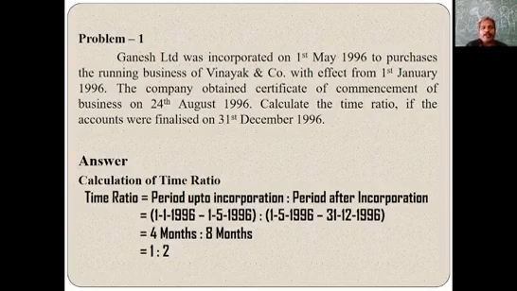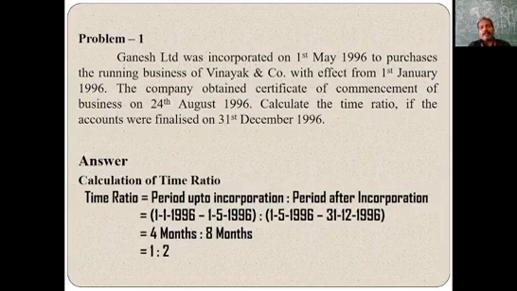Calculate the time ratio if the accounts are finalized on 31st December 1996. The company was incorporated on 1st May, the business was purchased on 1st January, and the accounts close on 31st December 1996. Obtaining the certificate of commencement is not a matter; the incorporation date is the most important. So incorporation date 1/5/96, opening date 1/1/96, closing date 31/12/96. With the help of these three dates, we will calculate the time ratio.